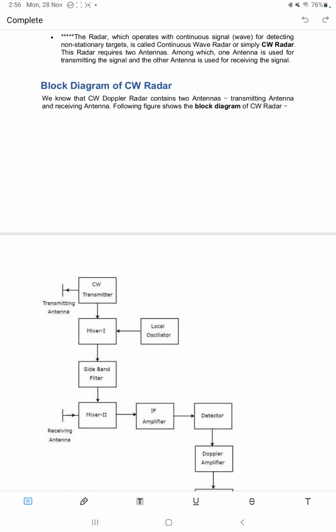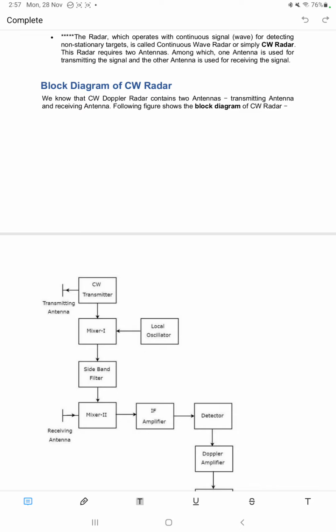The radar which operates with continuous signal waves for detecting non-stationary targets is called a continuous wave radar or simply CW radar. Not all targets are stationary; some targets are movable in direction. In this case, continuous wave radar is useful for detecting non-stationary targets.